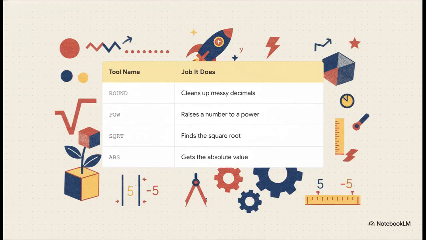So, inside this math kit, you've got tools like round, which is perfect for cleaning up messy decimal points, turning something like 9.999 into a nice clean 10. You've got pow, which handles exponents, maybe for calculating growth or interest. SQRT finds the square root, and ABS gives you the absolute value, which is awesome for figuring out the distance between two things, no matter which direction you're headed. Each one has a very specific and very useful job.